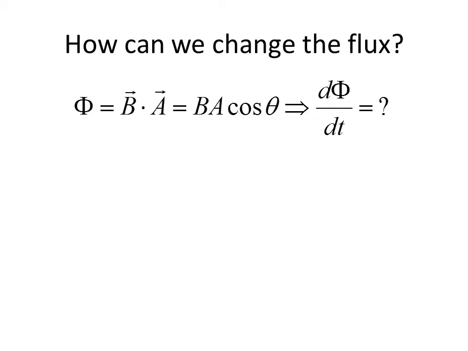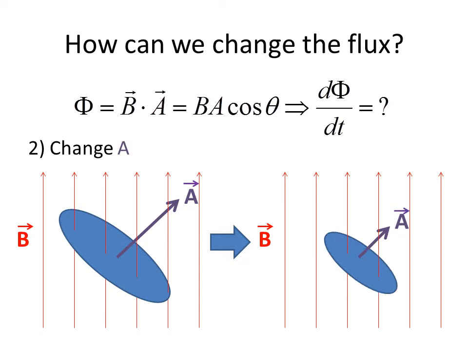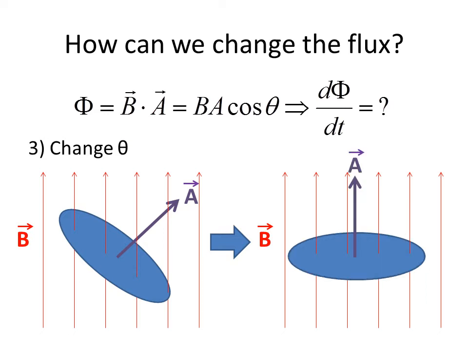We can change the flux in three different ways. The first method is by changing the magnitude of the magnetic field. We will use this method to change the flux during this week's lab. The second method is to change the magnitude of the area vector. The third method is by changing the angle between the area vector and the magnetic field vector. We will use this method extensively during next week's lab.